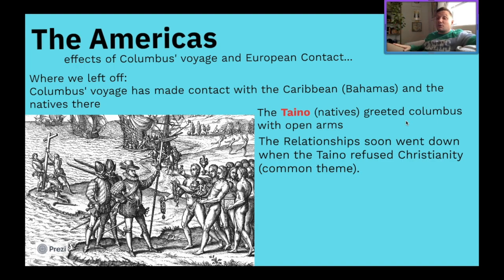They go downhill, though, when the Taino people, like many of the natives, that is going to be a common theme here, okay? When Columbus tries to introduce them to Christianity. Because, of course, he can't just be chill about this. He's got to try and convert them to Christianity, right?